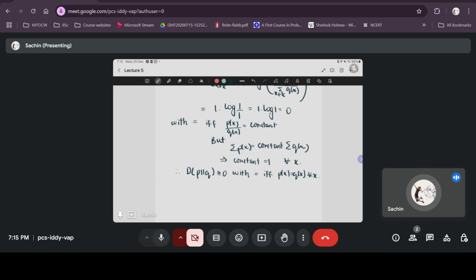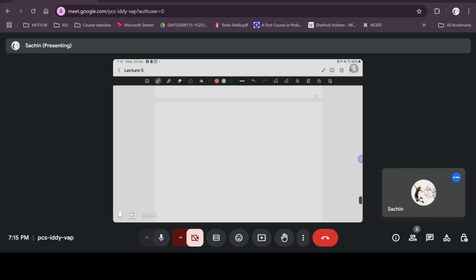Next, we'll see some consequences of the logsum inequality. We'll start with the following theorem. Convexity of relative entropy. It says that the relative entropy d of P parallel Q is convex in the pair PQ.